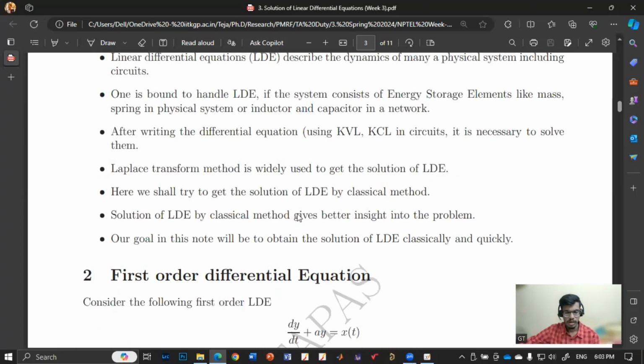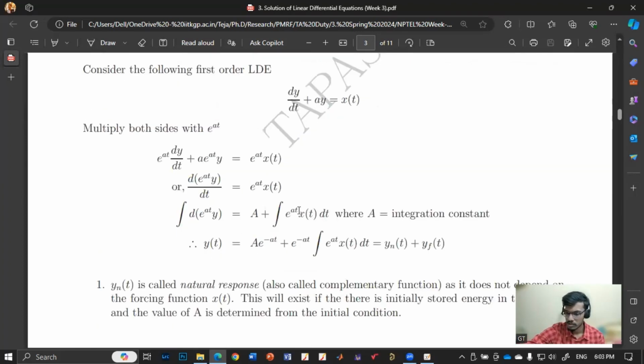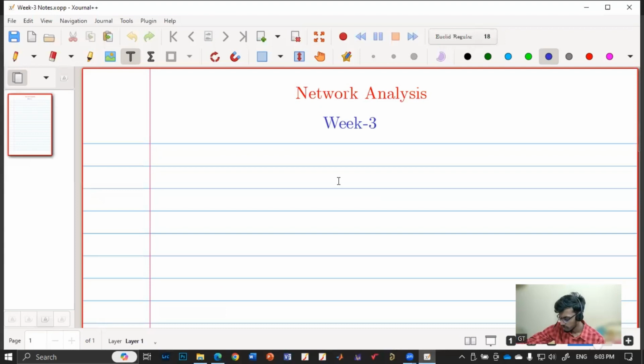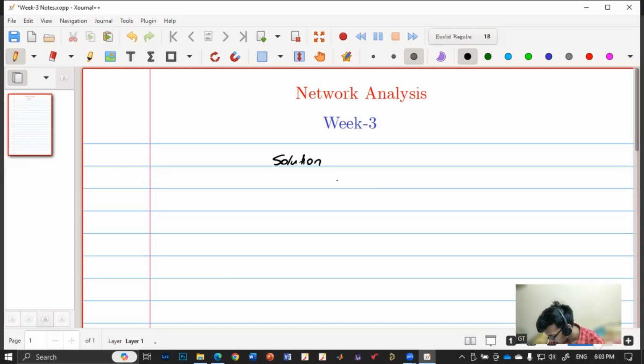So let us consider one first order differential equation, dy by dt plus ay is equal to x of t. So let me go to my writing pen. Week 3 is about linear differential equation, solution to linear differential equation. You are able to see my screen, right? Whatever I'm writing. Yes.